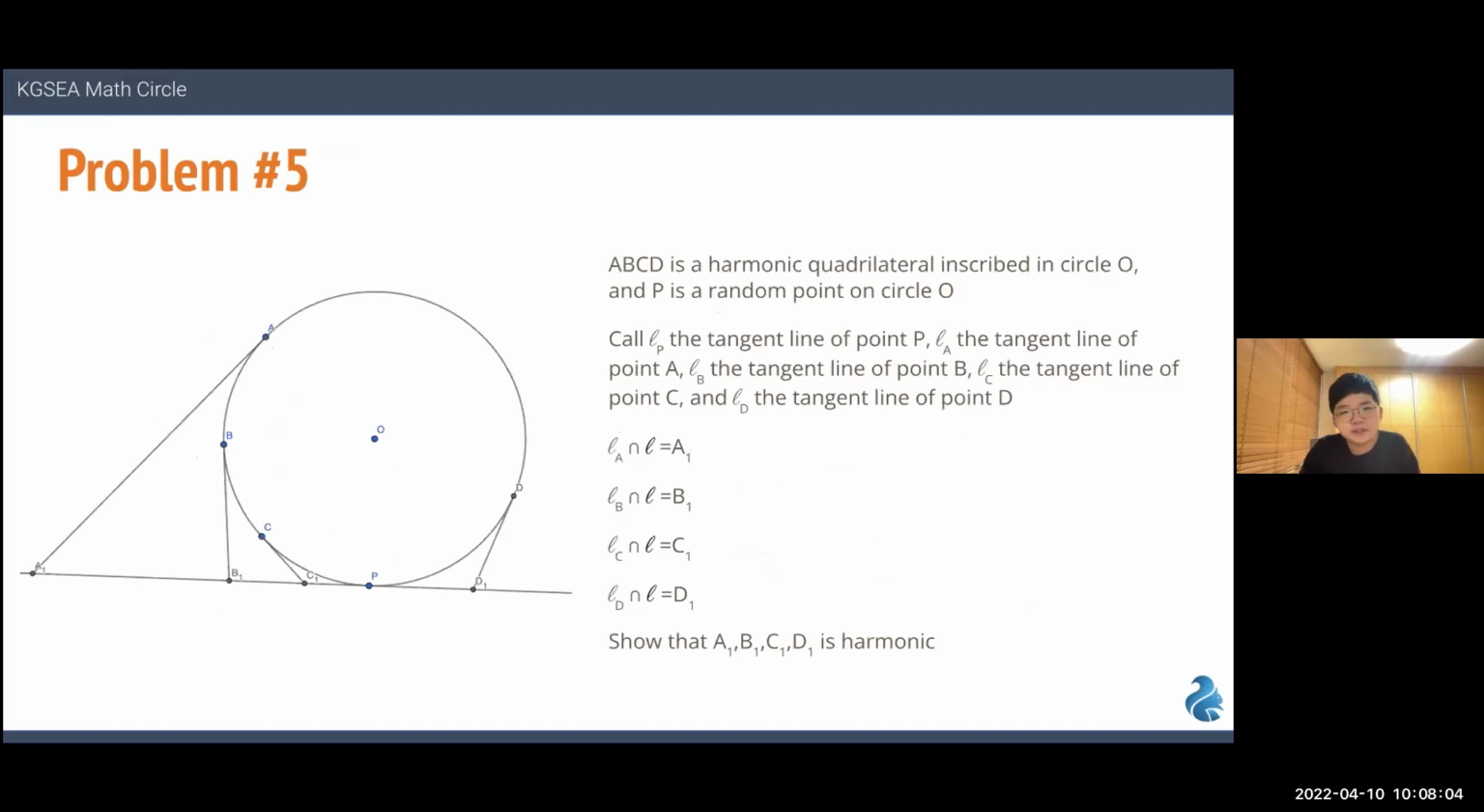The final question states that ABCD is a harmonic quadrilateral inscribed in circle O, and P is a random point on circle O. Call LP the tangent line of point P, LA the tangent line of point A, LB the tangent line of point B, LC the tangent line of point C, and LD the tangent line of point D. If you put A1 as the point where LA and LP meet, B1 as the point where LB and LP meet, C1 as the point where LC and LP meet, and D1 as the point where LD and LP meet, we're trying to prove that A1, B1, C1, D1 is harmonic.